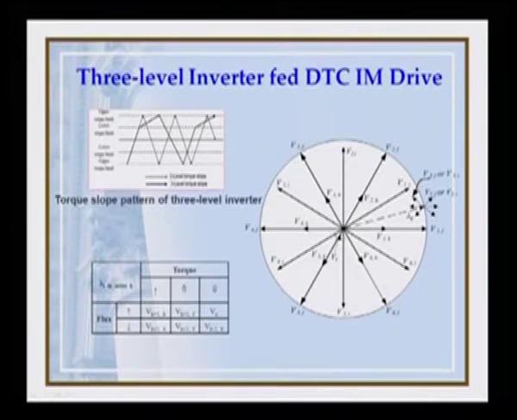This is 4. So in this case, if you want to decrease the flux and decrease the torque, we apply 5h. So what we do here, we apply 5h here. If you apply 5h, both the flux and the torque will reduce corresponding to this situation.